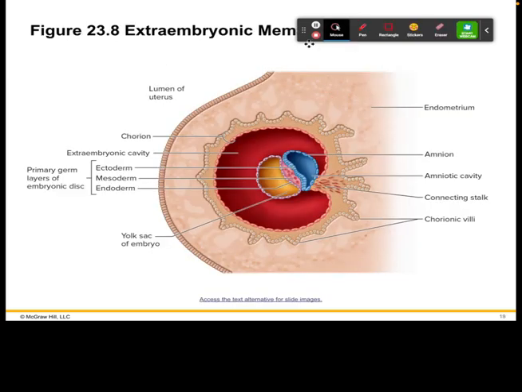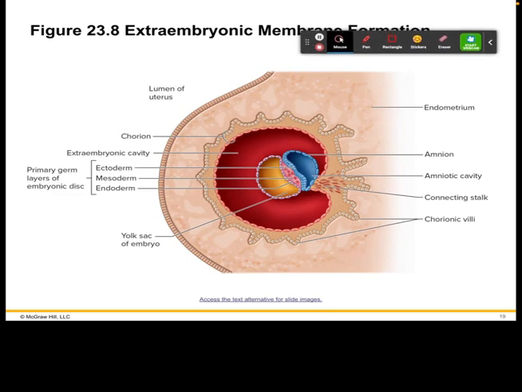The next few slides are some of the images of what we just discussed. So here are the early stages, and you can see how the amnion is forming as well as its cavity. You can see the connecting stalk, how it connects directly to the endometrium. You can see these chorionic villi and how they protrude into the mother. You see the yolk sac, and you can see the chorion. Something we didn't talk in detail about yet, but you can also see the primary germ layers that are going to start to create the different tissues and organs of the developing baby.